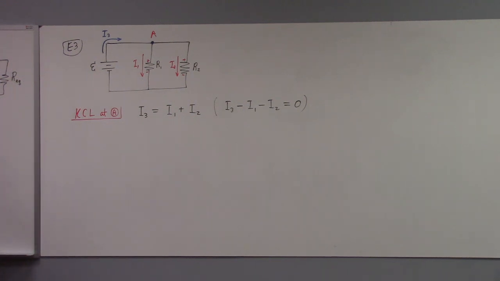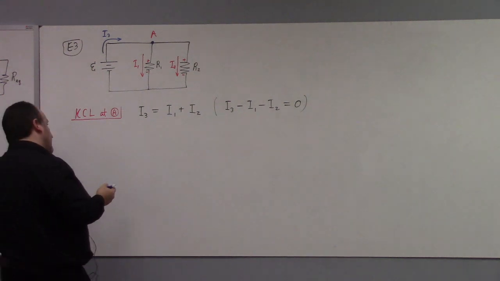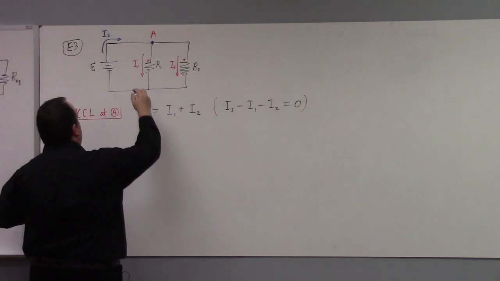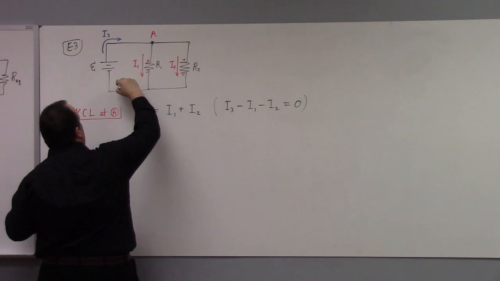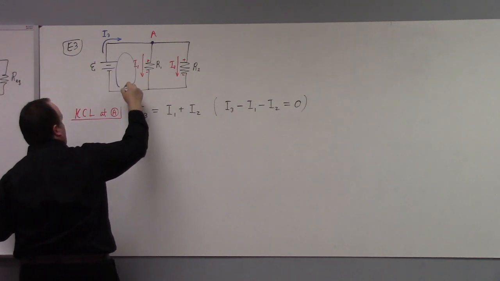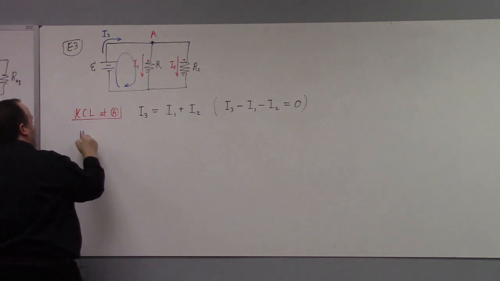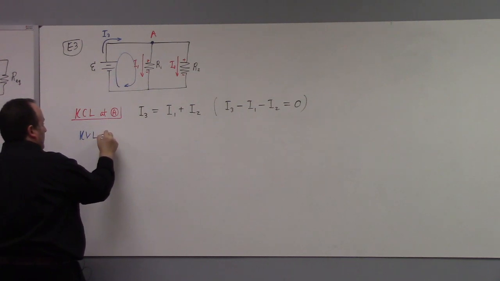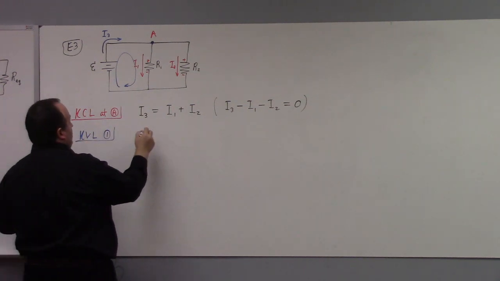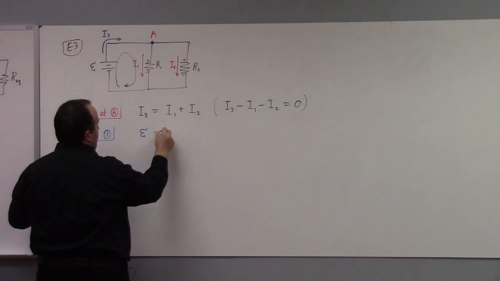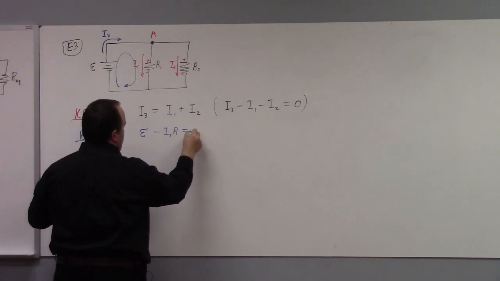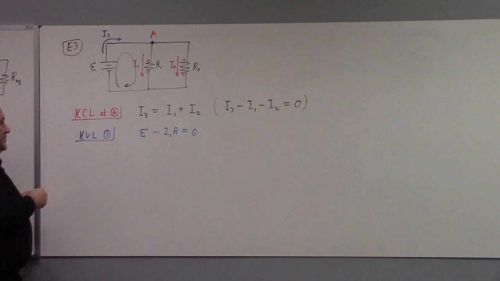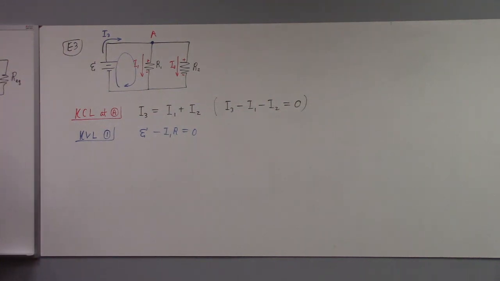How about this? I've been doing Kirchhoff's voltage law. I guess I can do that again. So we can do this loop right here, right? So the Kirchhoff voltage law for loop 1 would give me E minus I1R equals 0. So that's the first loop there.